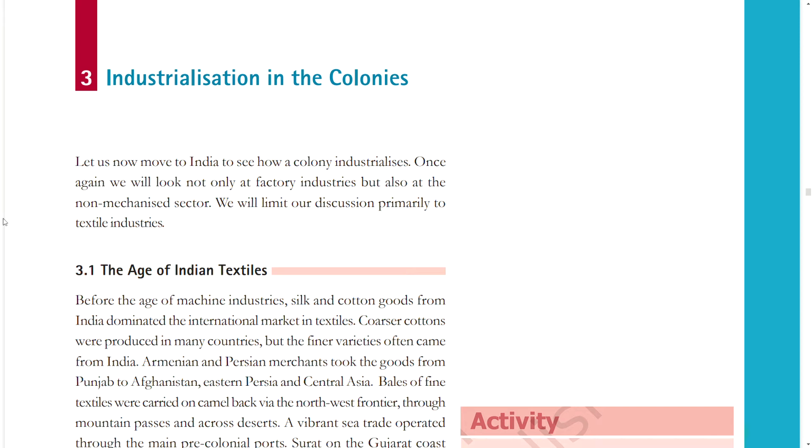Three, industrialization in the colonies. Let us now move to India to see how a colony industrializes. Once again, we'll look not only at factory industries, but also at the non-mechanized sector. We will limit our discussion primarily to textile industries.